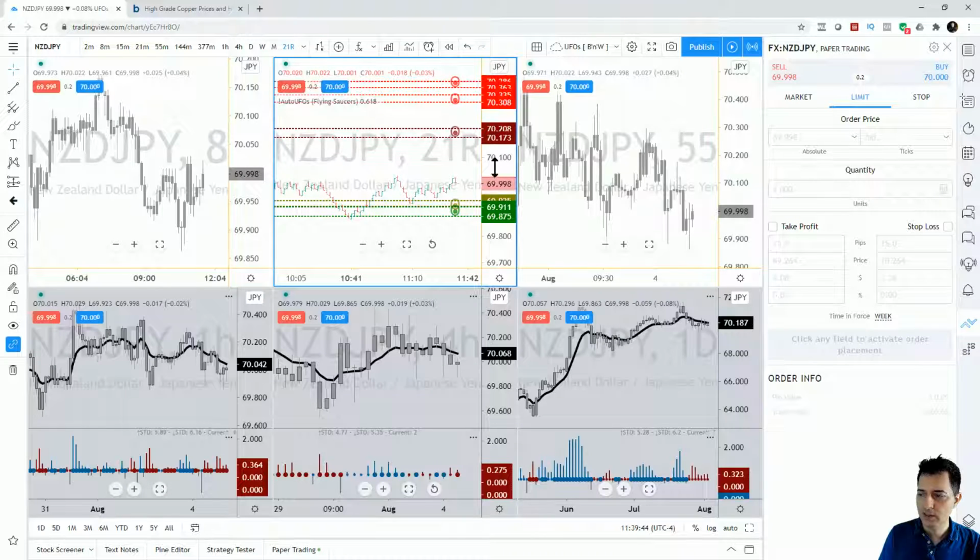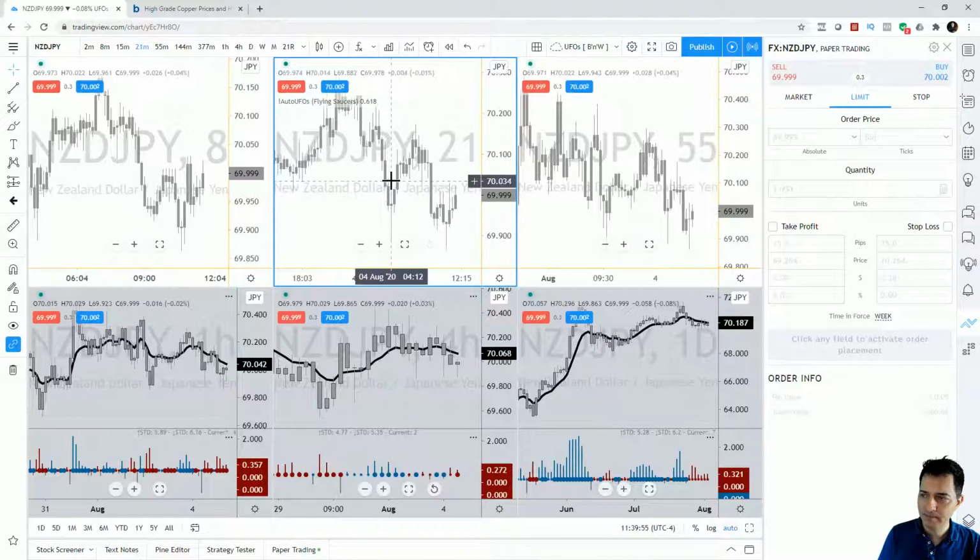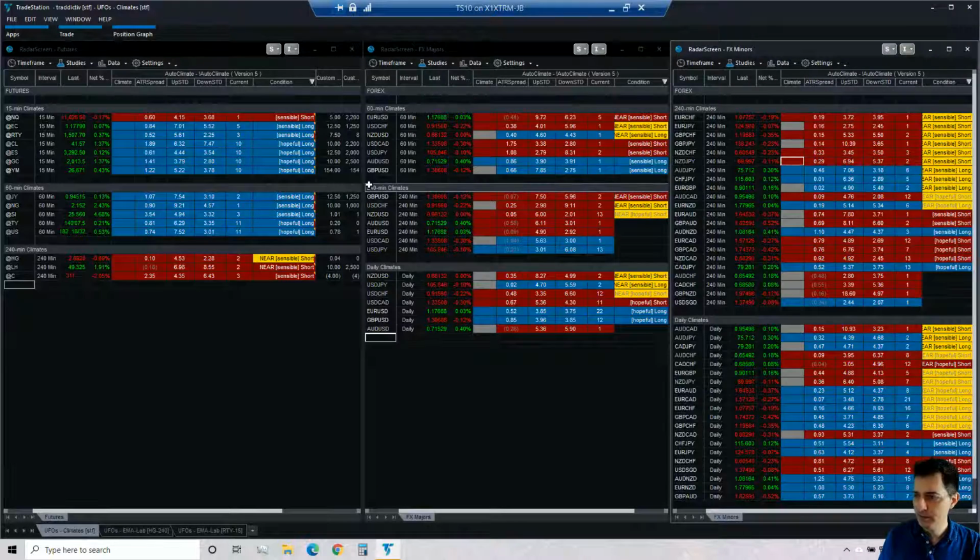Yeah, 21 range is 70.17. Nothing is of quality closer to price. Okay, so yeah, no trade on the Kiwi yen. So let's go back to the red screen. We still have time to look at more forex pairs.